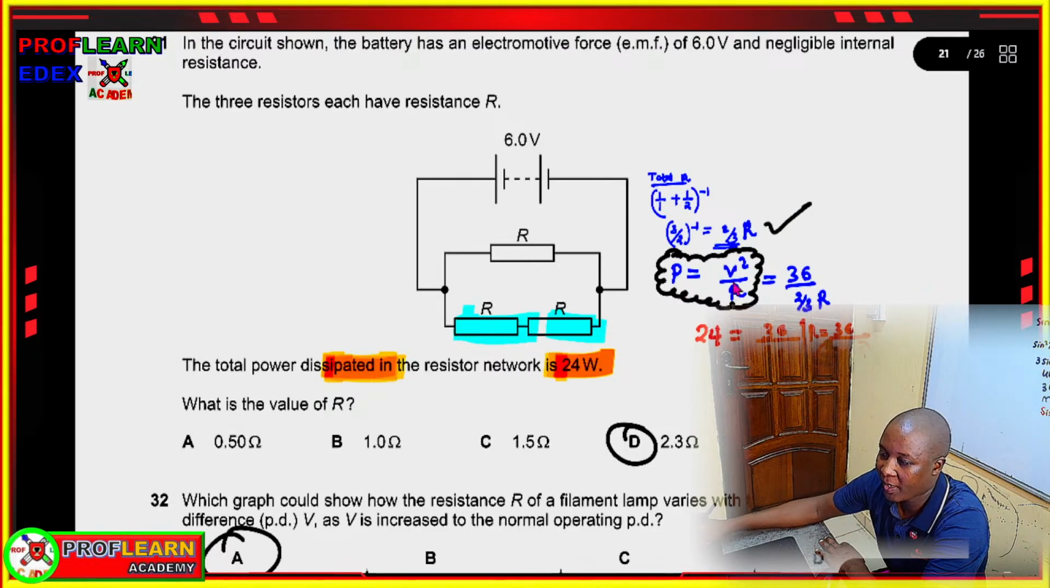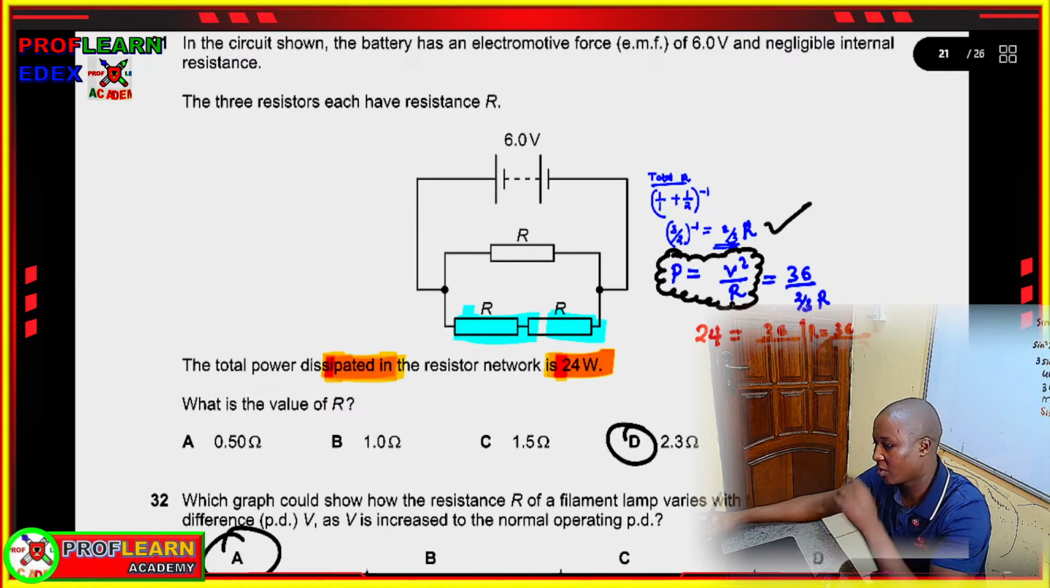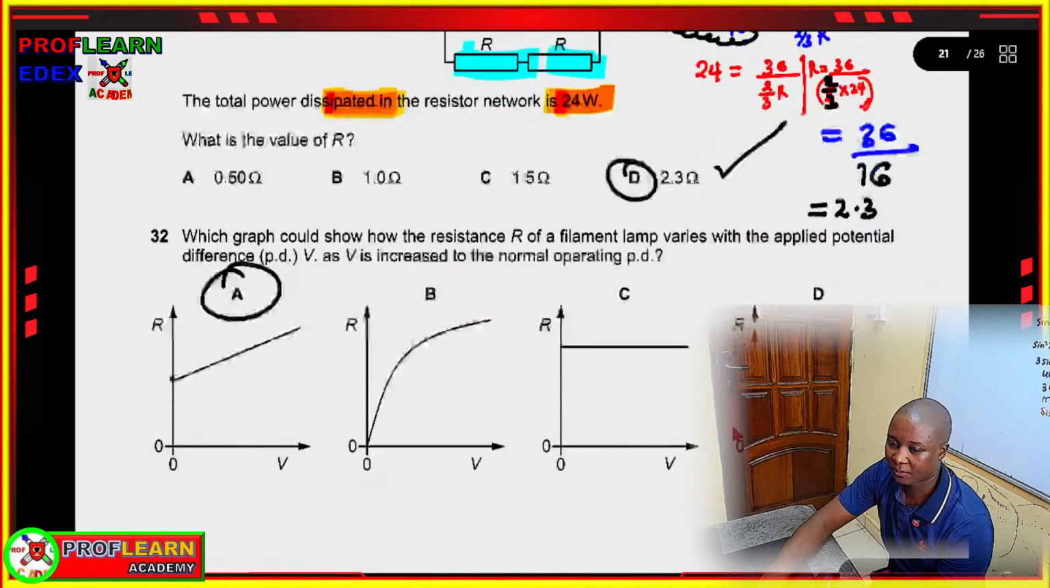But we know power is V squared over R. Now in this case we have our R here, so we shall say V is 6, so 6 squared will be 36 over the resistance that we have gotten, and if you work it out, you are going to get your answer equivalent to what? Equivalent to 2.3 ohms as the resistance.